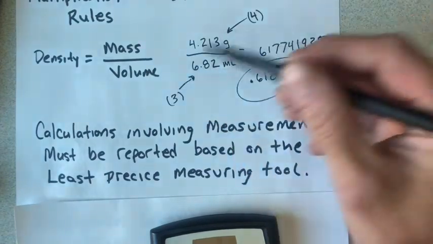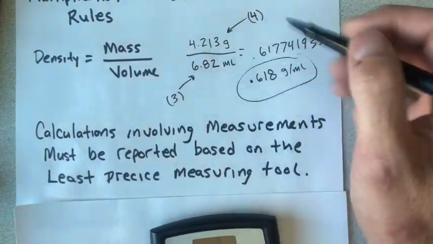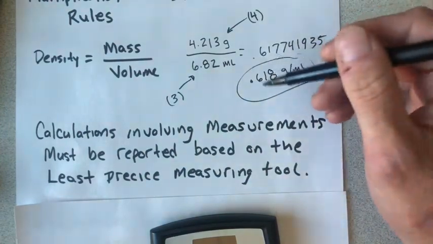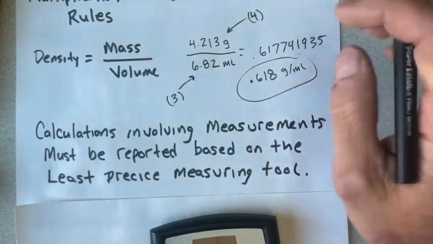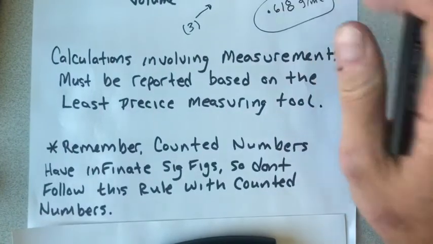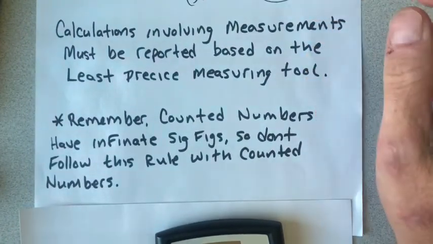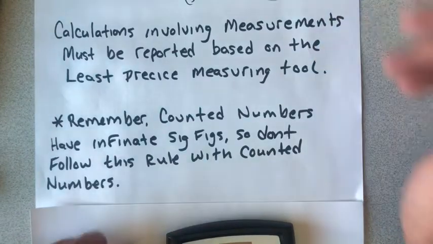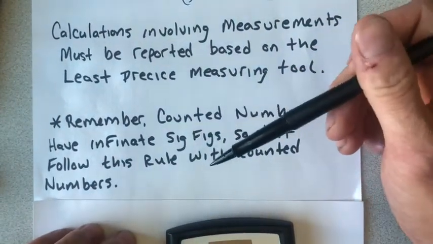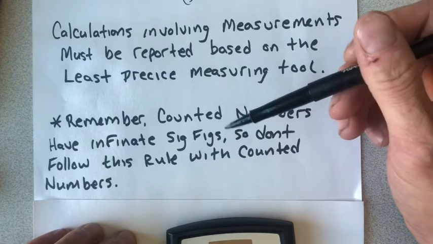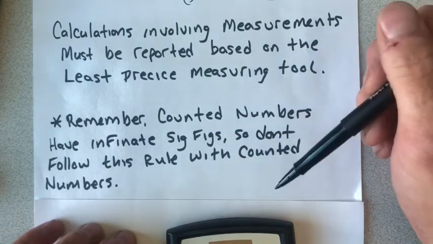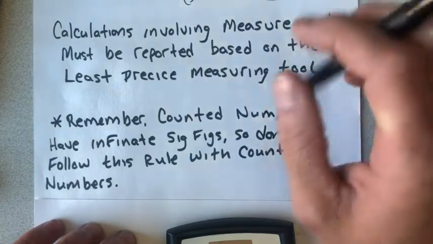And the same would be true if you were multiplying two numbers. This was a division example, but if you multiplied these two numbers, you would have to do the same sort of rounding, okay? Counted numbers are a little bit different here. We work with counted numbers quite a bit, but counted numbers have infinite significant figures. That means that we don't have to follow this rule if you are multiplying and dividing with counted numbers, okay?